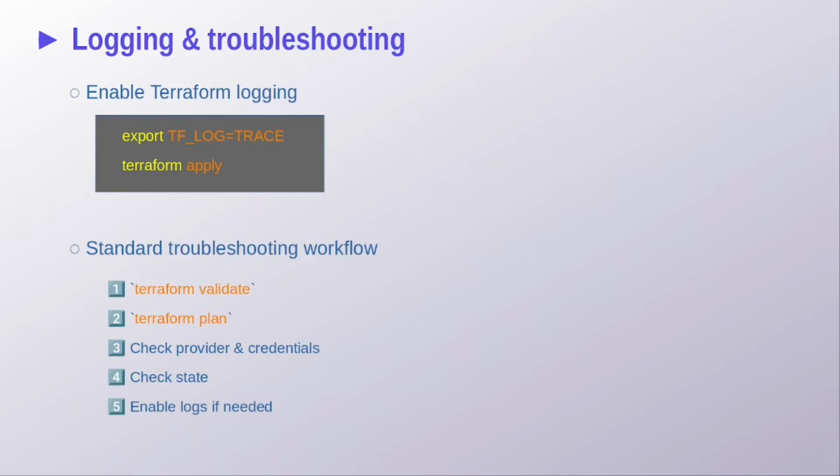Standard troubleshooting workflow. When something goes wrong, follow step-by-step tracking. First, terraform validate. Next, terraform plan. Next, check provider versions. Next, check credentials and permissions. Next, check state, and next, check logs if needed. And never jump straight to apply.